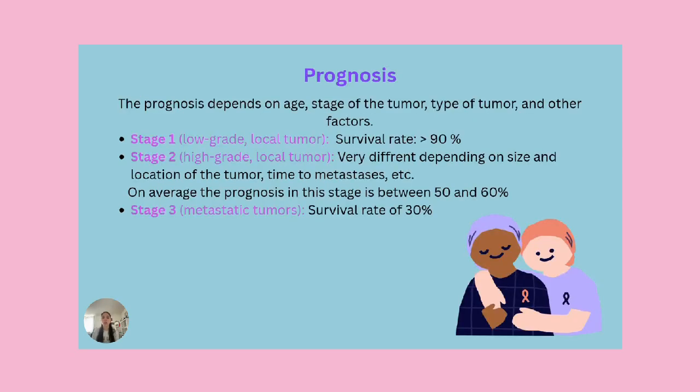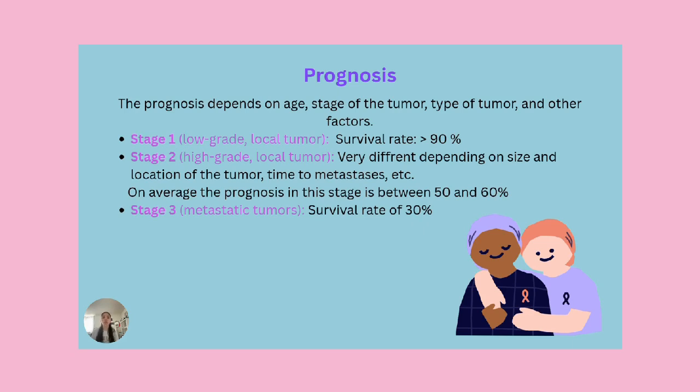Next up, we got the prognosis. So the prognosis depends a lot on your age, on the stage of the tumor, on the type of the tumor, and other factors like that. And the survival rate is usually higher in younger kids and teens than it is in adults. But if you take an average for a stage 1, which is a low grade, so a slow growing tumor, and it's local, so it hasn't spread anywhere yet, the survival rate is over 90%.